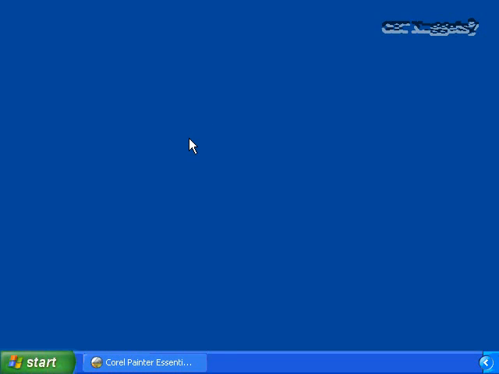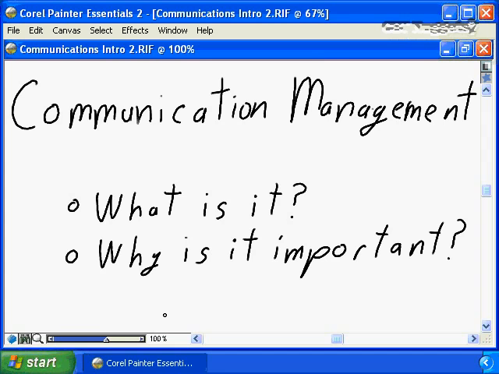Communications management. Communications management is often described as the single most important thing that a project manager can do to ensure overall project success. Communications management is all about ensuring that the right information is distributed to the right people in the right format in the right time frame.